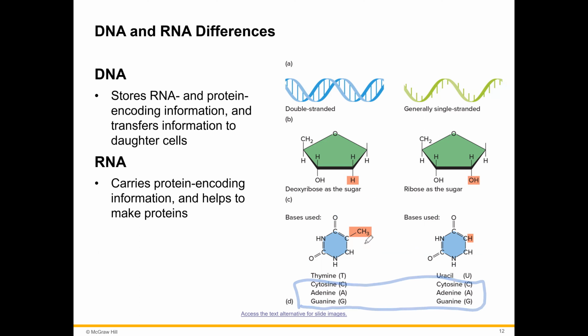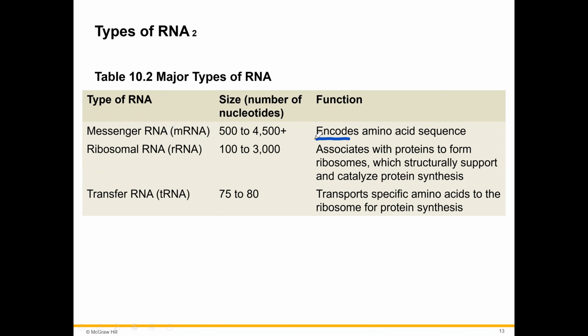RNA carries protein encoding information and helps to make proteins. We have different types of RNA molecules. mRNA or messenger RNA encodes amino acid sequences. So messenger RNA has a code for how to make proteins, how to put the amino acids in a precise sequence. It's about 500 to 4,500 nucleotides. It's made of this many nucleotides.